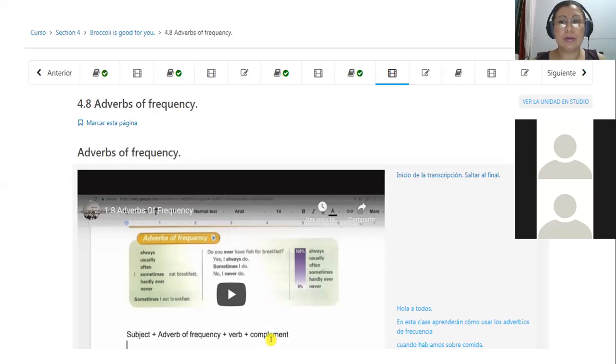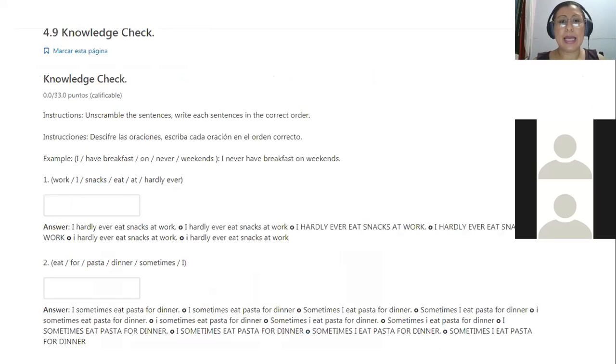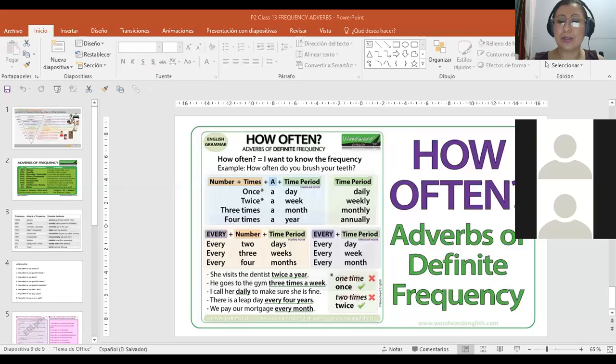So we are going to see a scale where you can see the percentages when we use one of the frequency adverbs. Later we will come to the knowledge check in order to solve this exercise, but I will stop and go to the presentation that I have for you tonight, because I would like us to have some exercises also and for you to practice talking to each other.